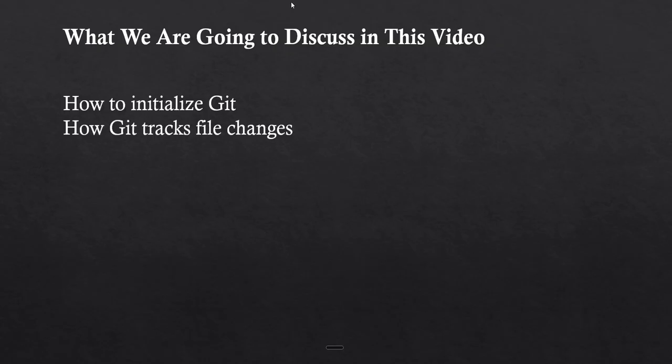In this video, we will see the contents of what we are going to discuss. We will discuss how to initialize Git, how Git tracks our files, and how Git tracks file changes. We will see this in VS Code, and I will show it through an example in VS Code.